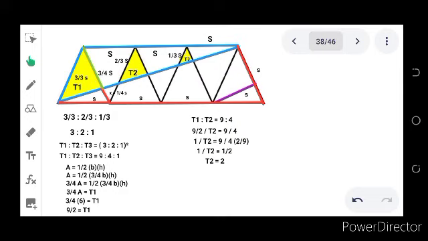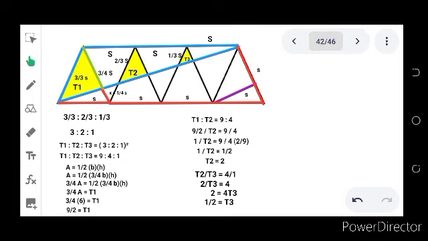For triangle 3, use the same concept. We can have T2 is to T3, which is 4 is to 1. That's why we have T2 over T3 equals 4 over 1. You have 2 over T3 because the area of triangle 2 is 2. So we just substitute it. Then simplify. You have 2 equals 4T3. The value of T3 is now equal to 1 half.